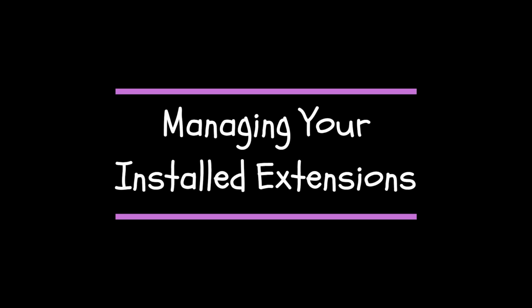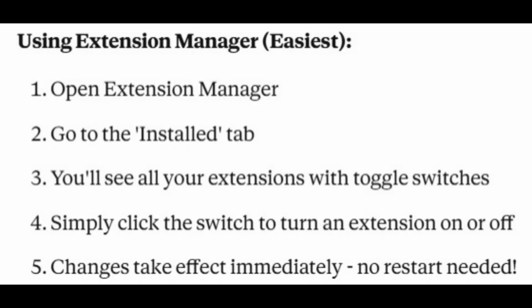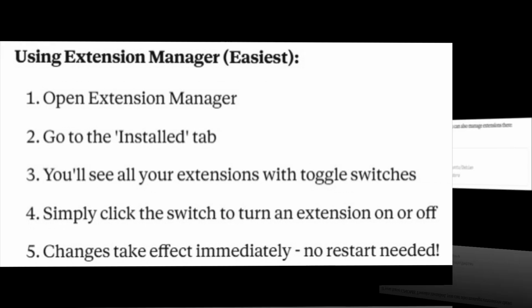Now that you have extensions installed, let's learn how to enable and disable them. The easiest method is by using the Extension Manager. Open Extension Manager, go to the Installed tab. You'll see all your extensions with toggle switches. Simply click the switch to turn an extension on or off. Changes take effect immediately. No restart needed.